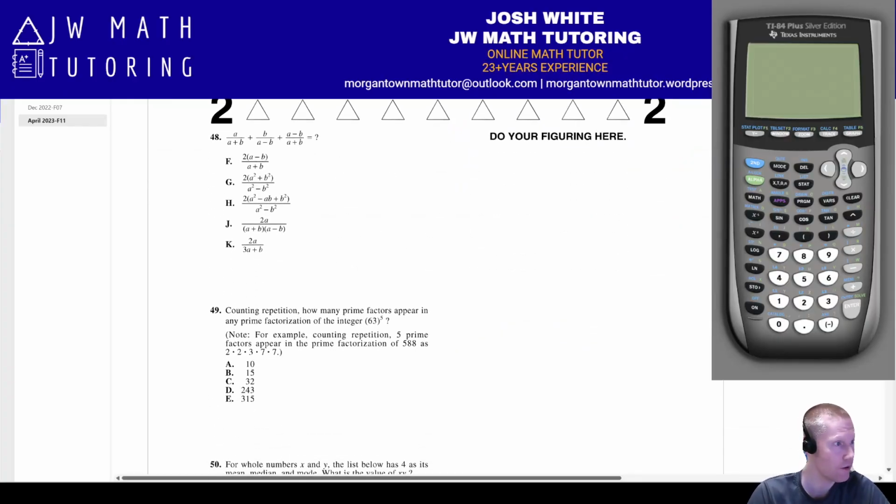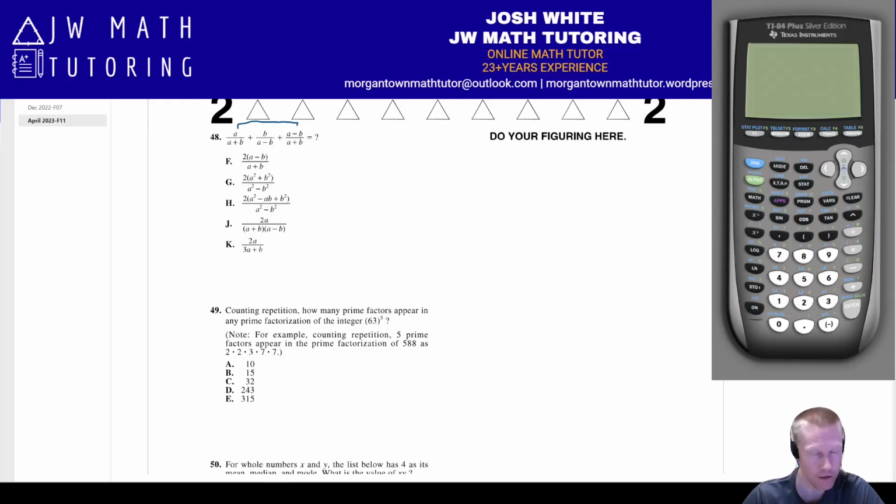Let's look next now at the top of the page, number 48. So this one is just kind of annoying because it's a lot of algebra work, and I don't think there's necessarily a shortcut way to save much time. I mean, what I did is I first combined the first and the third terms here, rational expressions, because they have the same denominator. So I just made that 2a minus b, over a plus b, and then plus the b over a minus b.